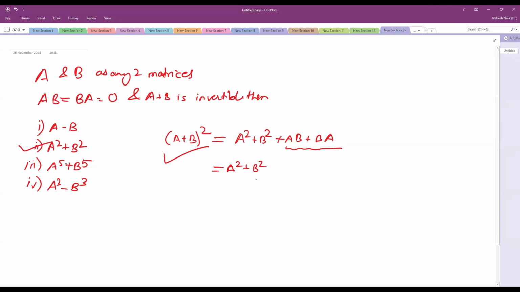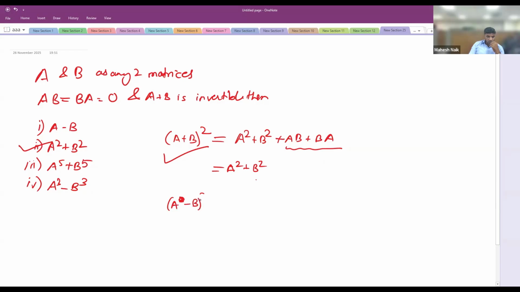Okay, and if you look at all other terms, we can easily get them by expanding. Like if I go for A minus B the whole cube, I will always get A cube minus B cube, and then the other terms would eventually become 0 because of this.